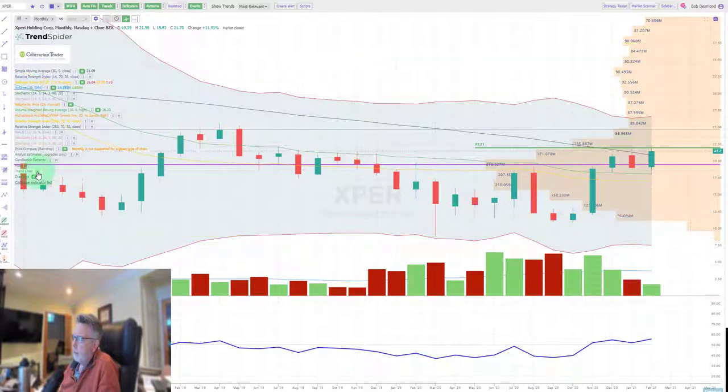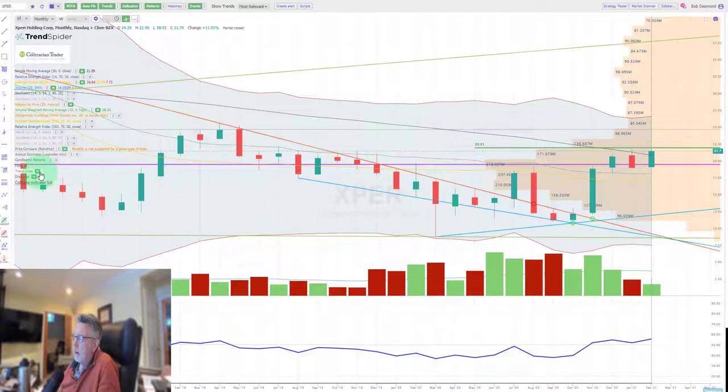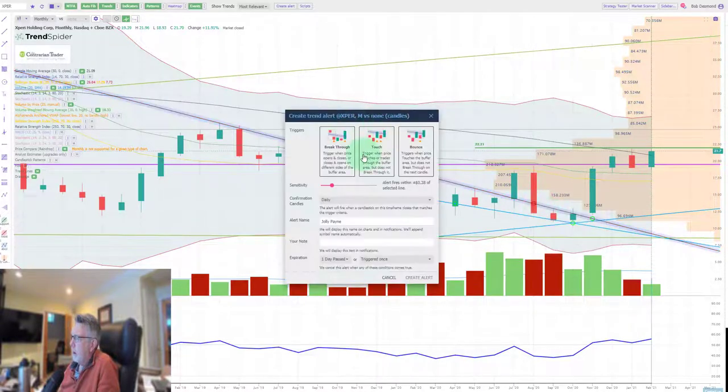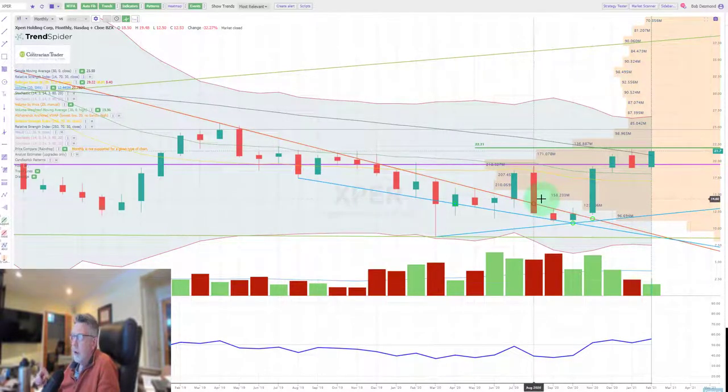Let's take them off. All you need to do when you're analyzing this chart back then is click a button, and there you go. So you would have been told back here in July that we had a breakout. You could have set an alert up here on a breakout. I digress.